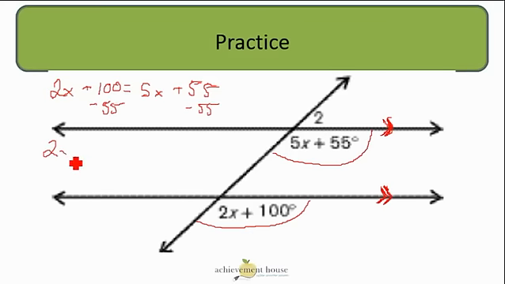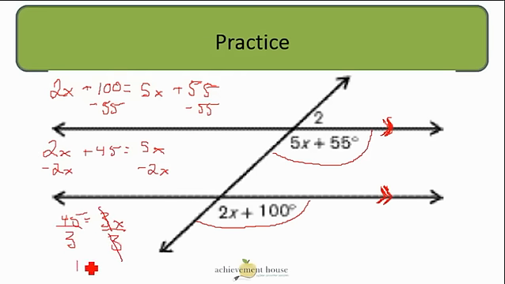And I get 2x plus 45 equals 5x. Now I'm going to subtract 2x from both sides. And I get 45 equals 3x. 45 divided by 3 is 15. So therefore, x equals 15.